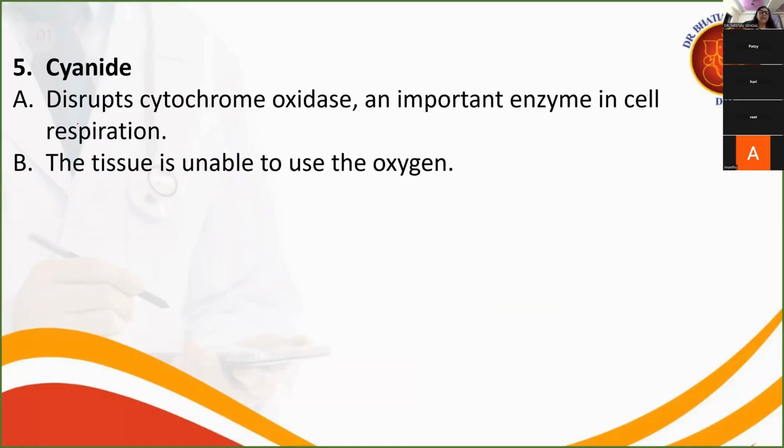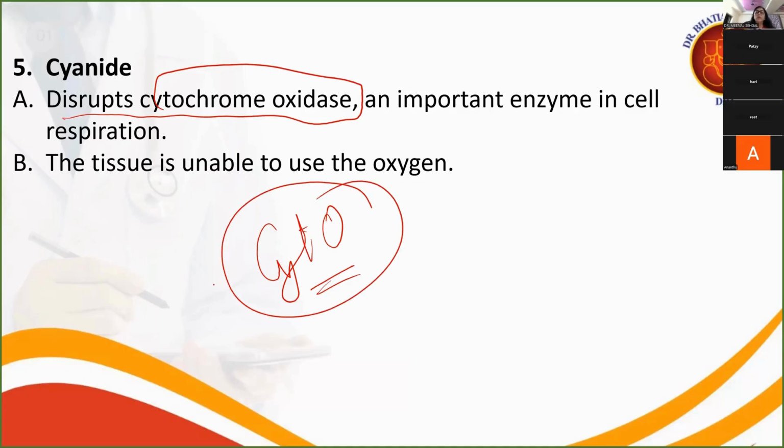Then comes your cyanide. Just a word about cyanide poisoning. What happens is it disrupts your cytochrome oxidase. We know that cytochrome oxidase is the most common enzyme in most of the systems. This is an important enzyme in all cell respiration, and the tissue is now unable to use the oxygen because the cytochrome oxidase itself is damaged.